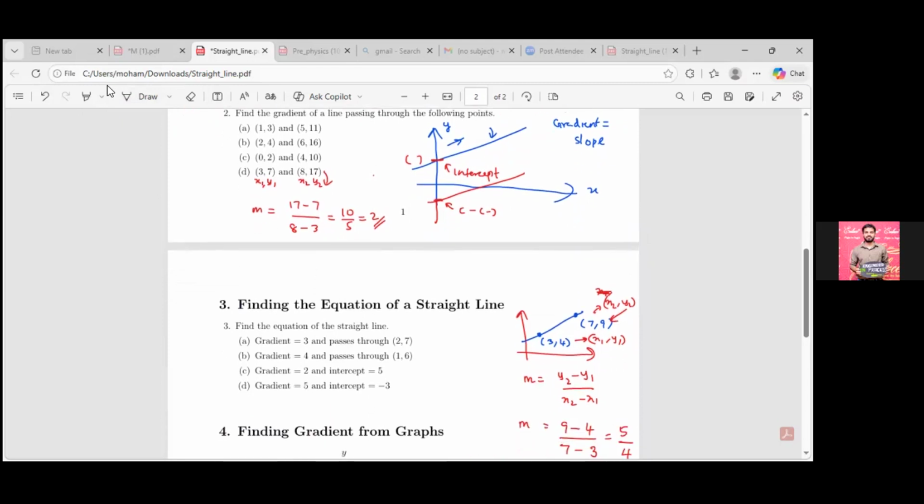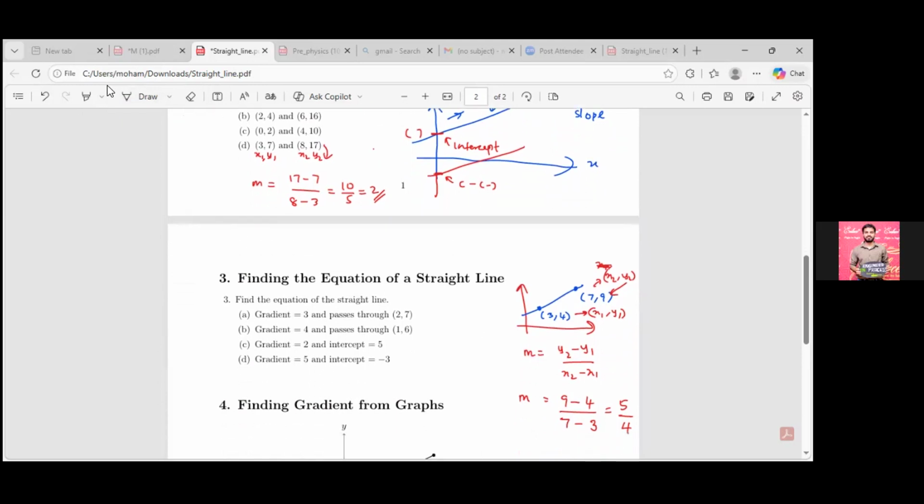Now next, finding the equation of a straight line. If they have given the gradient and intercept, finding the equation of a straight line is not difficult. You know the relationship is y equals mx plus c. I told you m is the gradient and c is the intercept. So you just write the relationship substituting these values for the gradient and the intercept. So y equals 5x, and for c it's minus 3, so y equals 5x minus 3. That will be the answer.